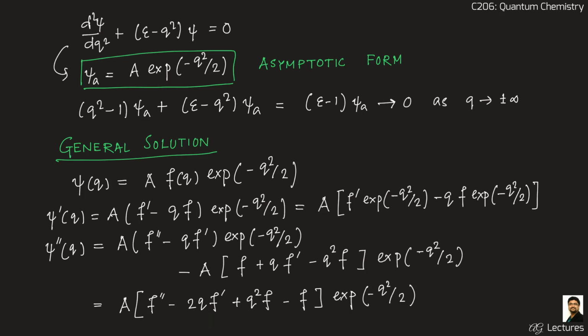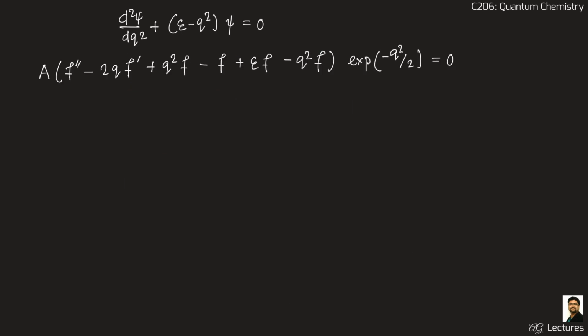So let's plug these two expressions into the original equation, and let's see how it looks. This is the original equation that I was talking about, and I have plugged in the values of d²ψ/dq² and of ψ over here. Then we get these terms, the first, second, third, and fourth terms coming from here, and the last two terms coming from this expression, obviously.